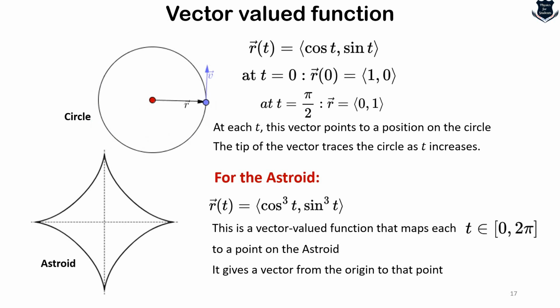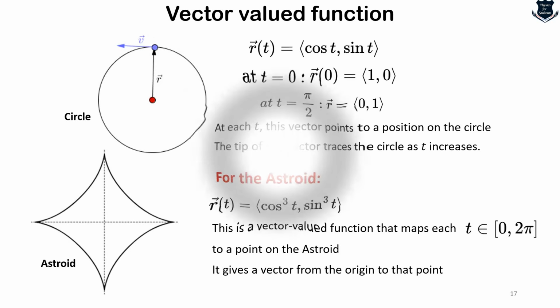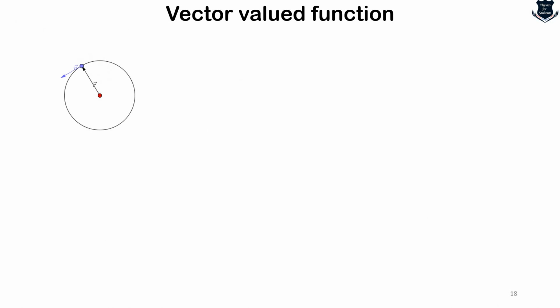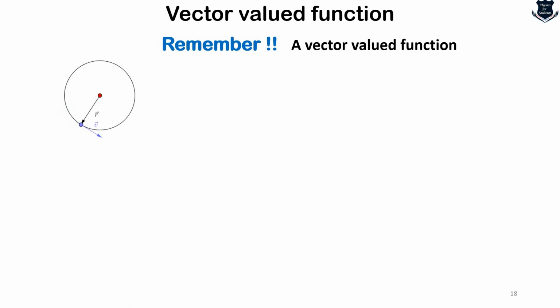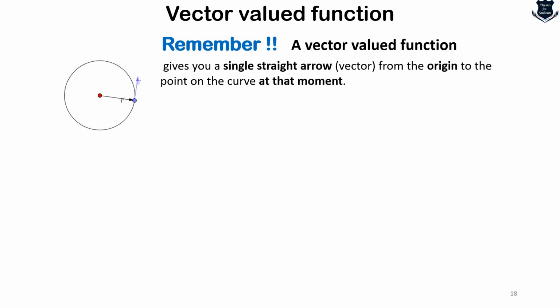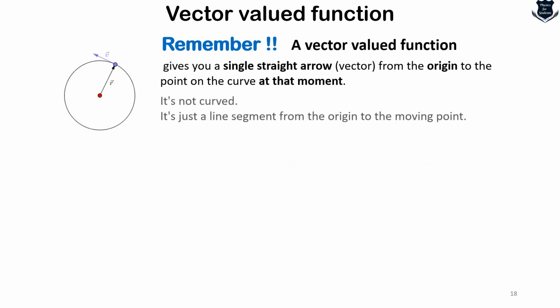Now, there is something very important for a vector valued function that you need to remember. A vector valued function actually gives you a single straight arrow. So a vector valued function is not the curve which is tracing around. This is a point of confusion which arises in certain students. I've read in many books, it tends to get confused. So remember, it is not curved, right? It is just a line segment from the origin to the moving point.